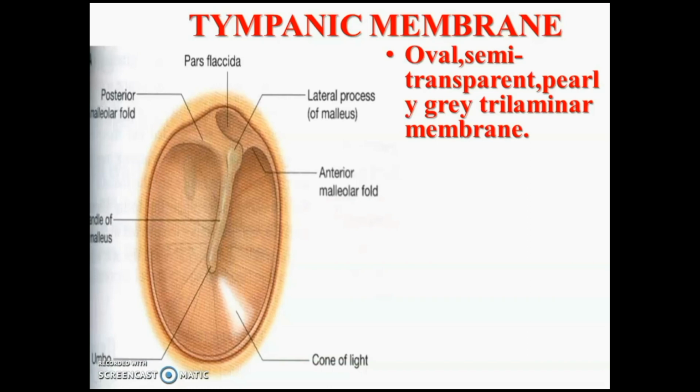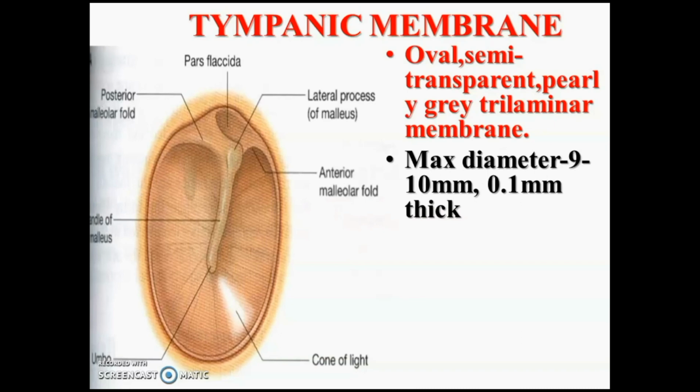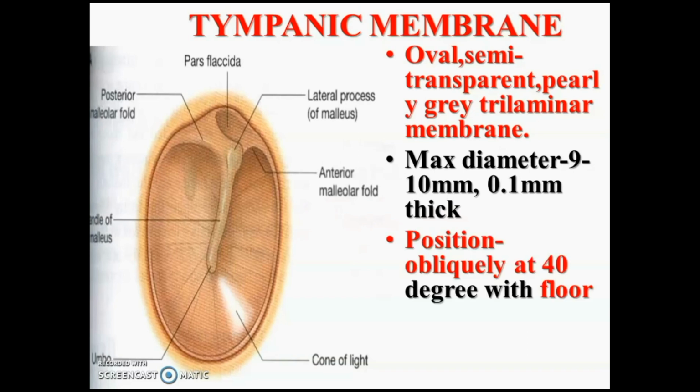So what is the tympanic membrane? It is an oval, semi-transparent, pearly grey, trilaminar membrane. It is placed obliquely, and it has a maximum diameter of 9 to 10 millimeters and 0.1 millimeter in thickness. It is placed obliquely at 40 degrees with the floor of the external acoustic meatus, and it is shaped like a saucer, and it is placed in the tympanic sulcus.